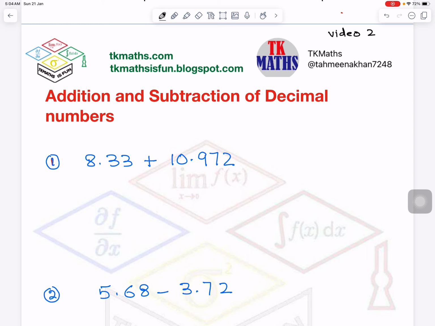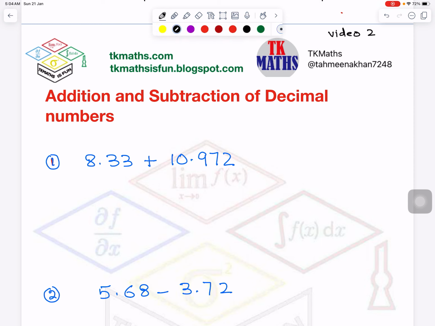In today's video, which is video number 2 on decimal numbers, we will study addition and subtraction of decimal numbers. In the last video, we have seen the place values of the digits, which is very important in case of addition and subtraction. So the link is given below in the video. You can revise if you have not seen. So let's just start with this.